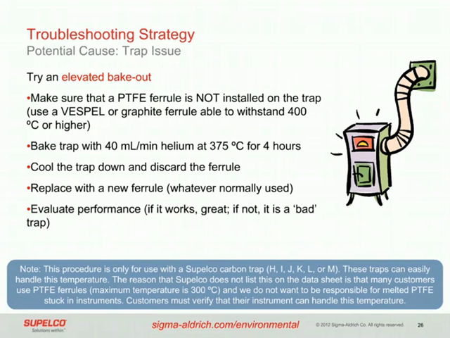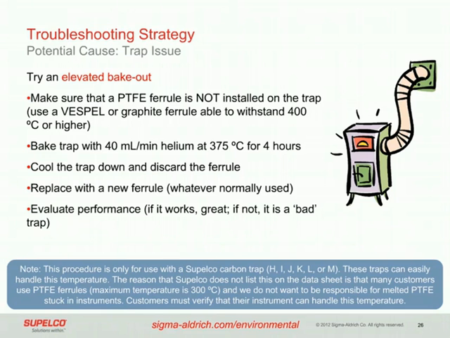And there's a couple of considerations with this. You must take the PTFE ferrule, if you have one, off and use a Vespel graphite ferrule that can withstand 400 degrees Celsius or higher. Once we have that Teflon or PTFE removed and a good Vespel graphite ferrule on there, we're going to bake the trap at 40 mL per minute with helium, 375 degrees Celsius for 4 hours.